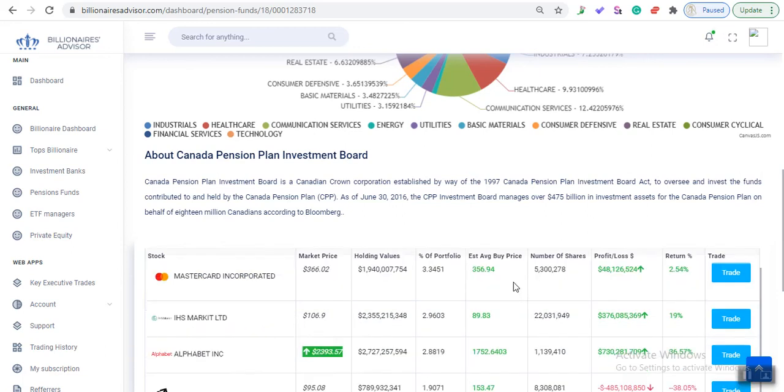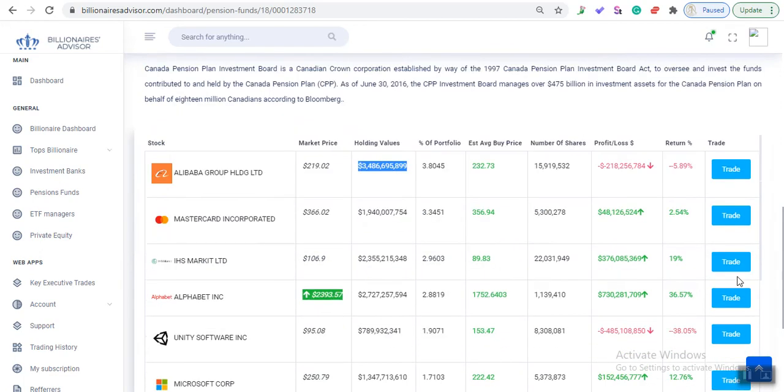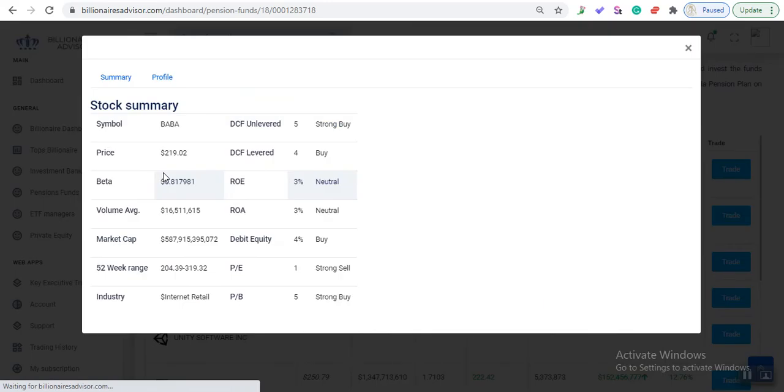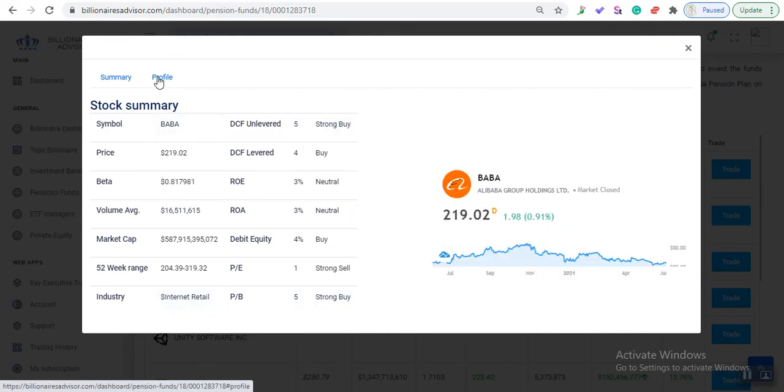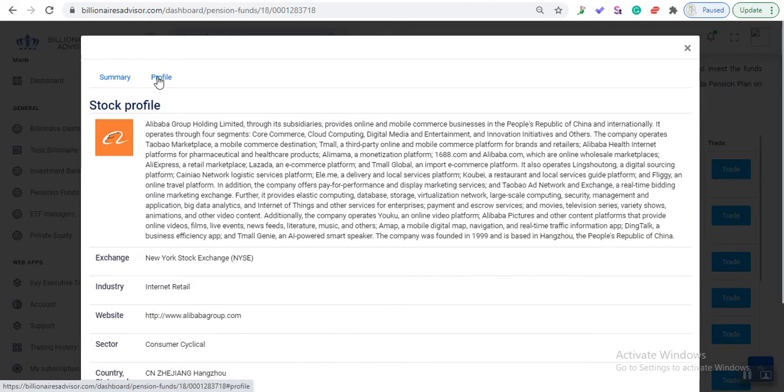Now, what does this mean to you? The average buy price is a gauge for you to tell if you're getting it at a discount price compared to where the banks or the billionaires bought at. And for those who don't know who Alibaba is, you click on the logo, and of course it will give you DCF values. Then it's an internet retail company, and then you go to profile to understand more.